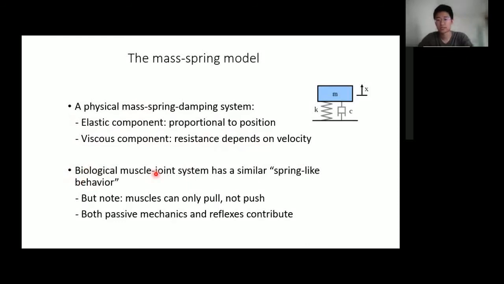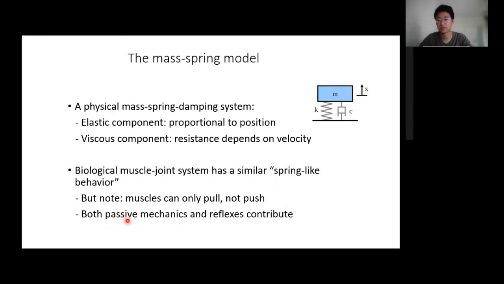So the question is, does our biological muscle joint system also behave like an elastic spring? The answer is yes, because as we have just learned, with the stretch reflex, once you have a deviation of your muscle length, if your muscle is lengthened, then through the reflex loop, you activate the muscles to make the muscle active and shorter to resist this lengthening.